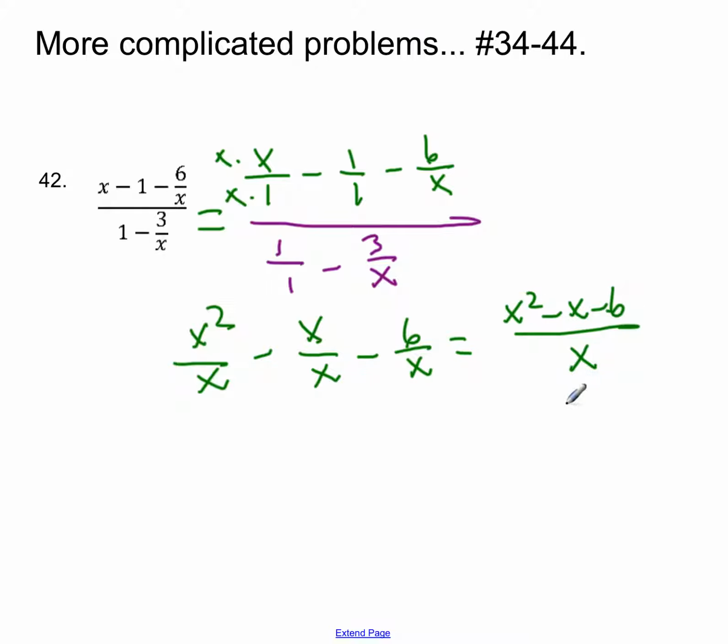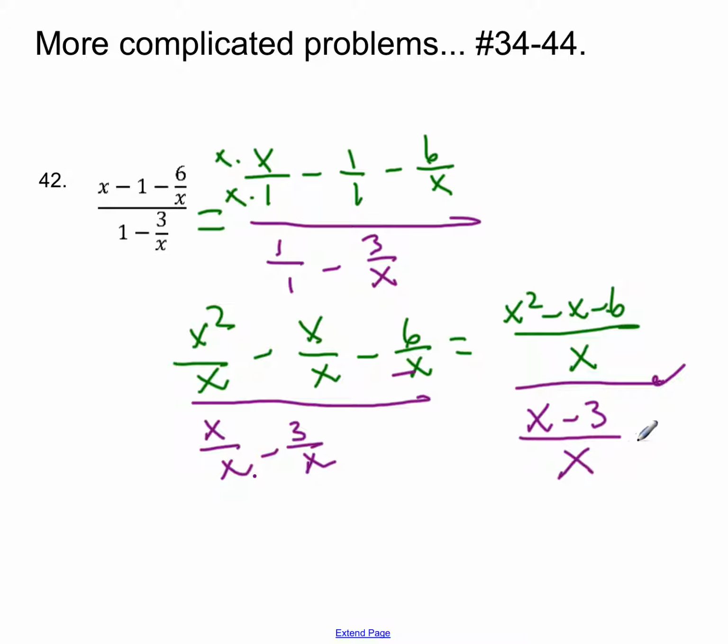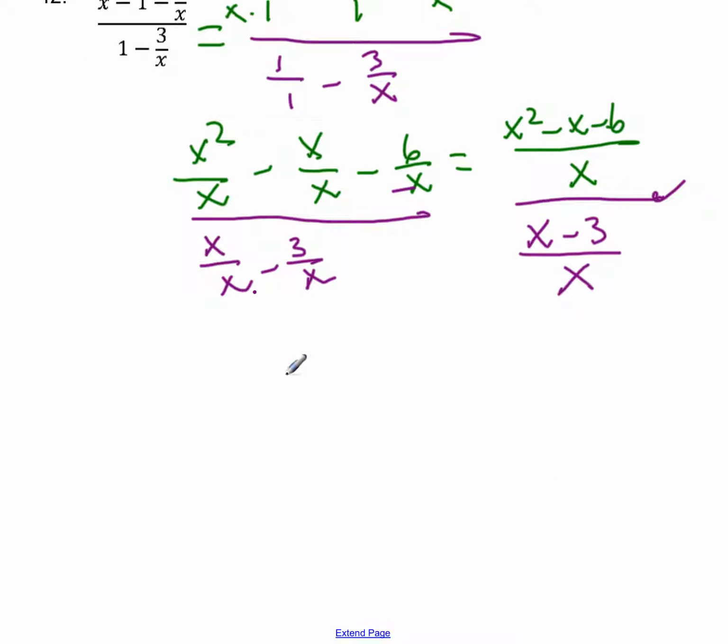My denominator becomes, so first I'm going to multiply by x and x. I have x over x minus 3 over x. So I end up getting x minus 3 over x. Okay, now extend the page. And now I have this divided by this. So I'm going to write x squared minus x minus 6 over x. And I'm going to jump to the multiplication part. Because it's division, I have to flip this fraction and make it its reciprocal.